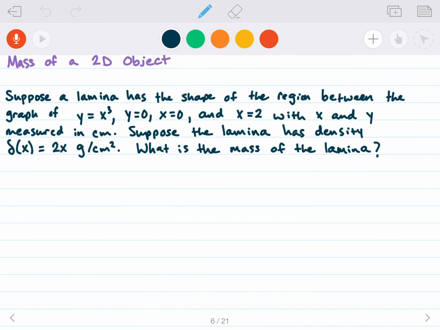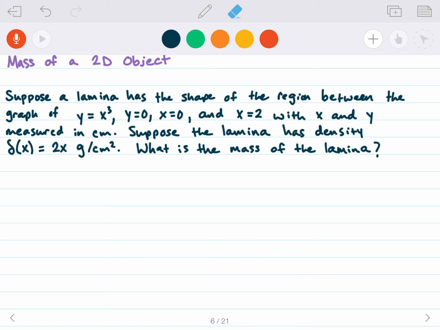All right, so let's bump it up a dimension. Let's look at the mass of a two-dimensional object. So it says, suppose a lamina. A lamina is just a very, very thin plate. It technically has some thickness, but we don't consider it for this purpose. So we're considering it as a two-dimensional object.